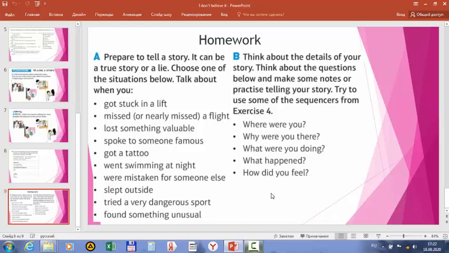And second part is think about the details of your story. Think about the questions below and make some notes or practice telling your story. Try to use some of the sequencers from exercise 4, which were analyzed on the previous slide. Where were you? Why were you there? What were you doing? What happened? How did you feel? And etc. So this is your homework.